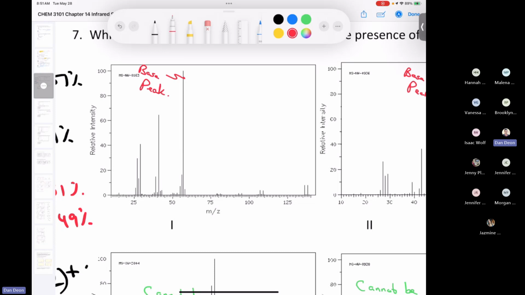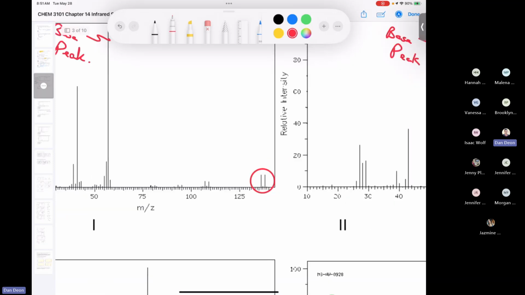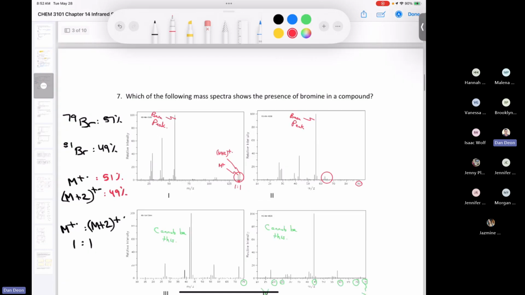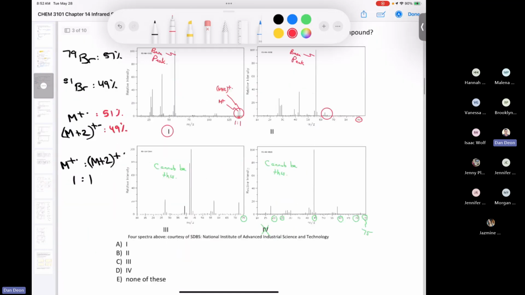But then if we look to the right of it, we can see way above 125, we have 2 peaks here. And if you zoom in on those, you see that this is 1 mass unit and then 1, 2. So this would be our M+, and this would be our M+2. And you can see that the ratio is pretty close to 1 to 1. And so that indicates the presence of bromine. And so the answer is going to be 1, must have bromine in the compound.